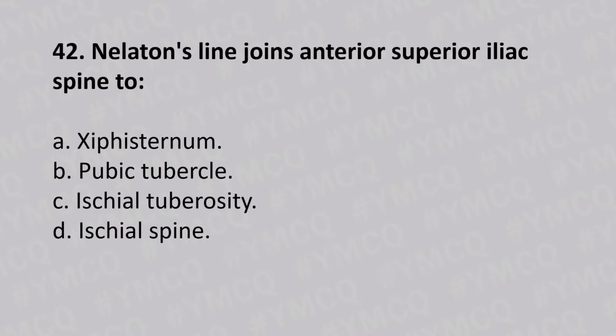Moving to our 42nd question. Nelaton's line joins the anterior superior iliac spine to option A, symphysis sternum. Option B, pubic tubercle. Option C, ischial tuberosity. Option D, ischial spine. And the answer is option C, ischial tuberosity.